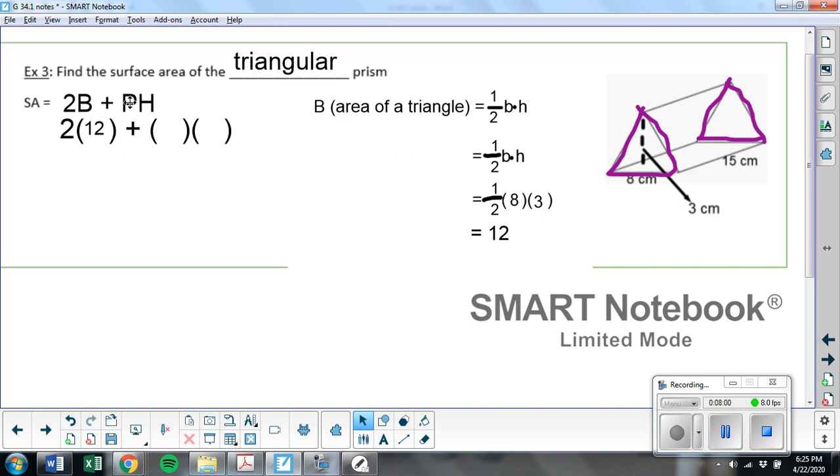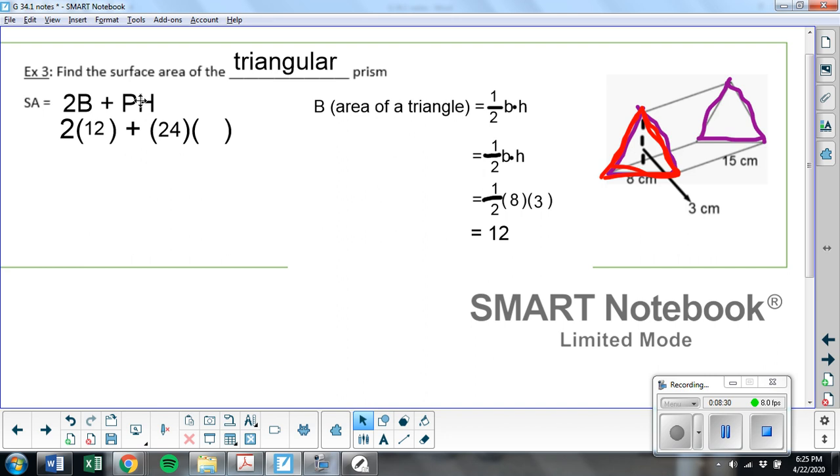Next is P. P stands for perimeter of the base. So if this is my base, how far is it around this figure? Well, I didn't label all of them, so I was going to tell you in the video that if this one is 8, you can assume they're all 8 unless I tell you otherwise in the directions. So 8 and 8 and 8 is 24. The perimeter of the base.